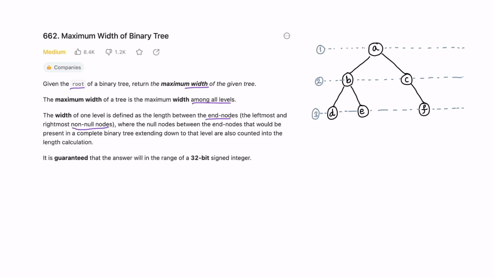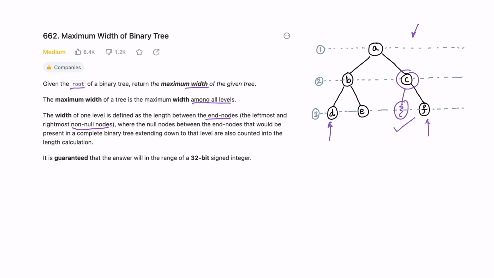To find out what exactly are these null nodes, we need to compare this tree with a complete binary tree, where in a complete binary tree, each node except for the leaf node is supposed to have two child nodes. In this example tree, we notice that node C is missing a child, and this missing child is the null node. This node cannot be the leftmost or the rightmost child in that level. But if it's in between the non-null nodes, like here, it can definitely be counted towards the width.